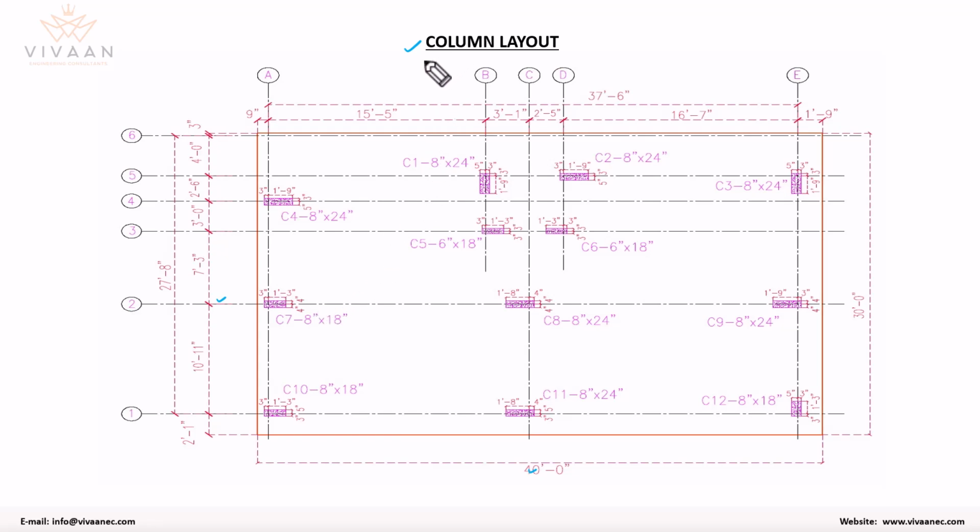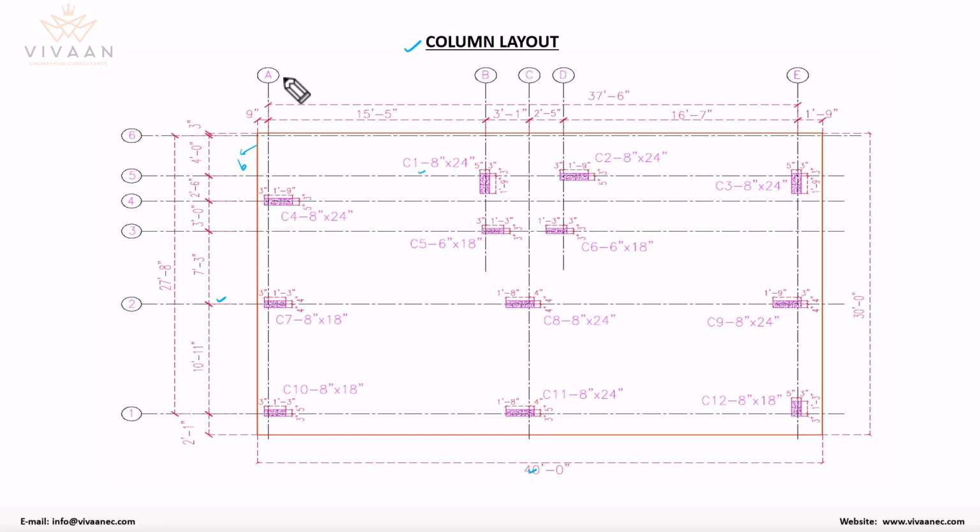This column layout is going to have the boundaries of our site, which you can see as this brown line, and the different column sizes. You are also going to get the proper positions from the corners or from the boundaries of the site, showing how much distance you need to place the column.